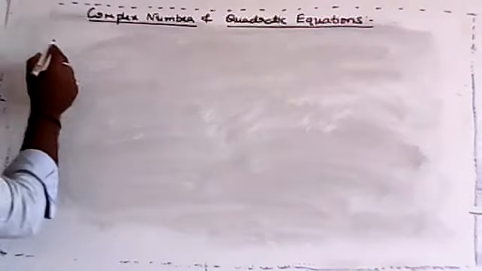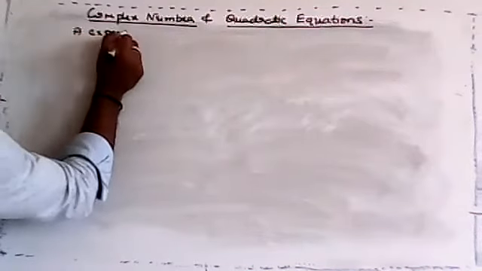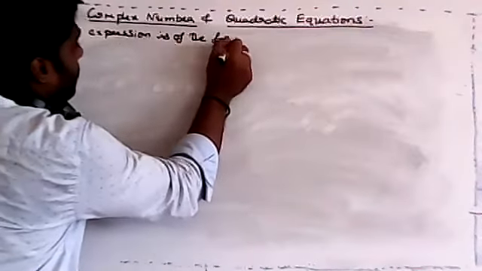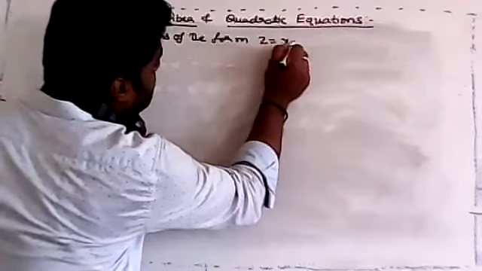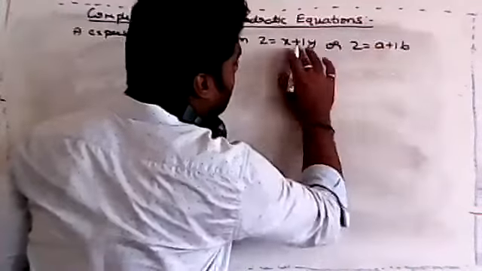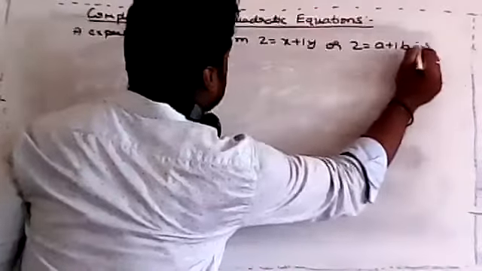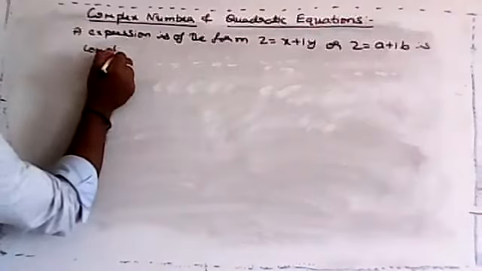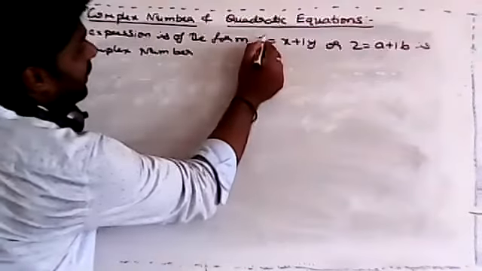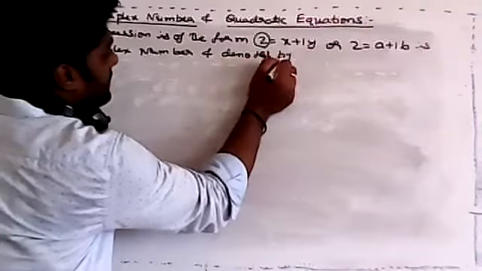Okay, complex number. The expression is of the form z equal to x plus iy, or you can go for z equal to a plus ib also. In some books they have taken x plus iy, in some books they have taken z equal to a plus ib. It is called a complex number, and it is denoted by z.